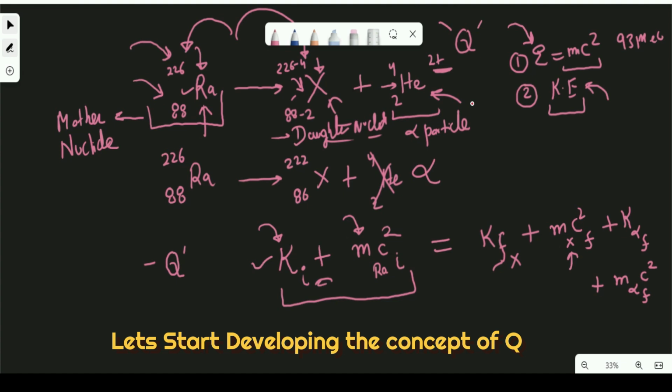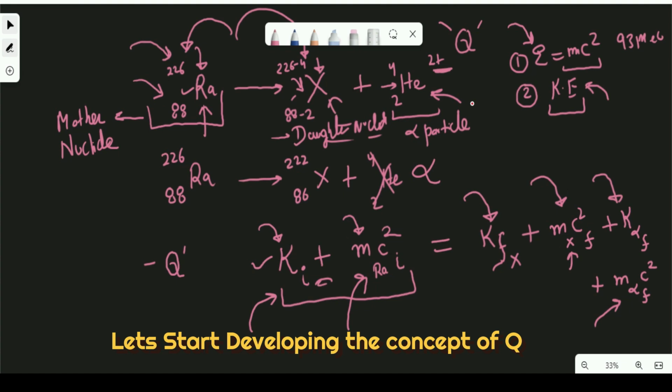So you have written two energies. Left hand side has a kinetic energy of the radium, which in our question does not exist. We have written the rest mass energy of radium. Then on the right hand side, we have written that we created a daughter nucleus. We have written the rest mass energy of the daughter. We've also written the kinetic energy of alpha, and we've written the rest mass energy of alpha, right? So you can see the whole thought process has to be that kinetic energy and the rest mass energies on the left hand side and right hand side have to be equal.